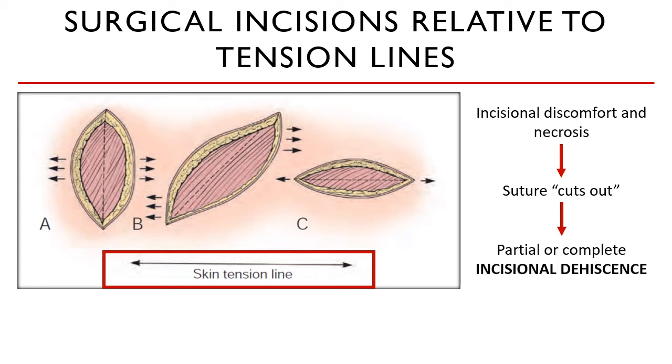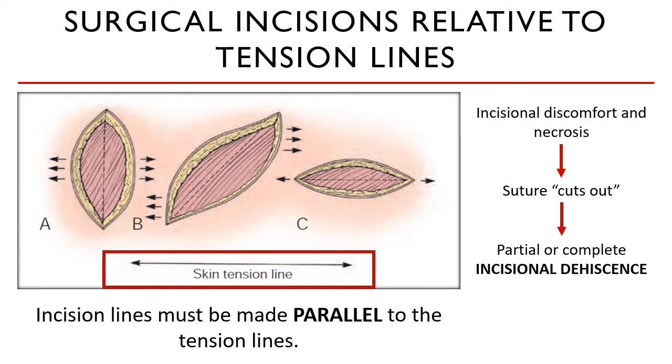Now look at wound C. This wound is made parallel to the skin tension line. The wound edges are not pulled away from each other. This wound would be more easily opposed. You can have minimal use of suture, thus a more aesthetic result. The rule: incision lines must be made parallel to the tension lines. Failure to identify tension lines can result in incisional dehiscence, skin necrosis, or even creation of a biological tourniquet on a limb.